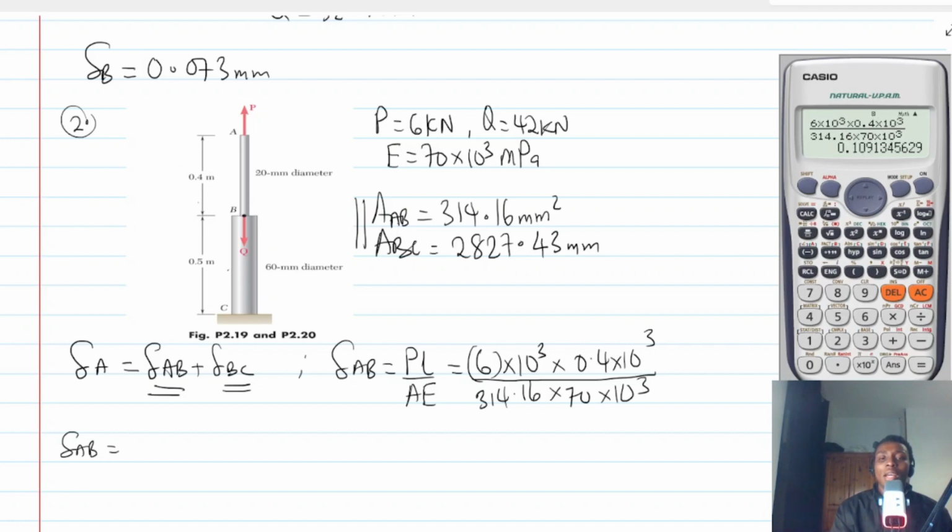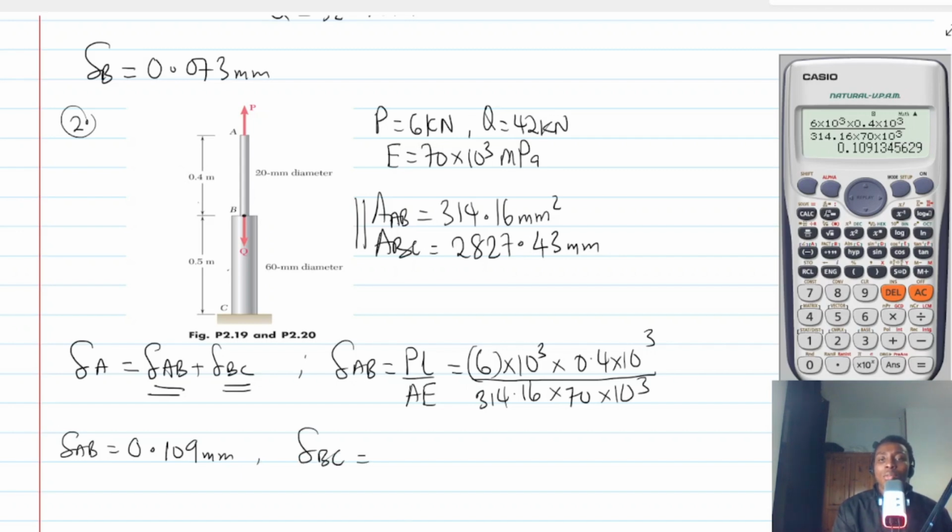And that gives us 0.109 millimeters, sorry, 0.109 millimeters. Let's do the same thing for BC.